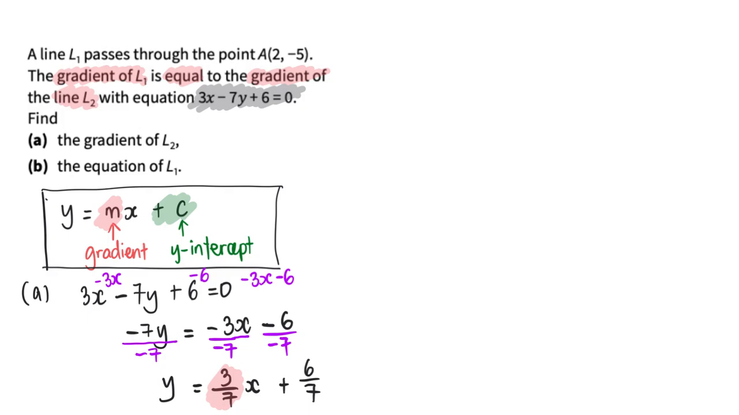So for part A, I have successfully gotten the answer. I'm going to write it at the side. So the gradient of line 2, which is equal to the gradient of line 1, is 3 over 7.